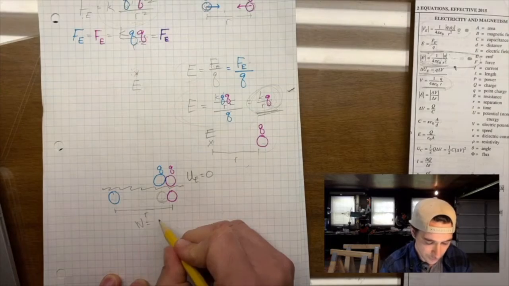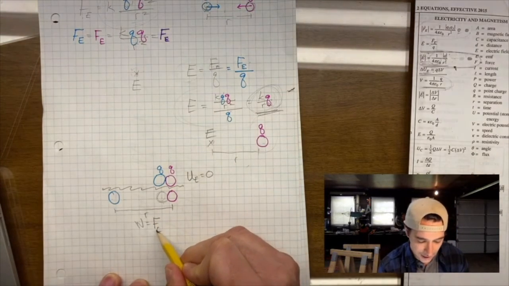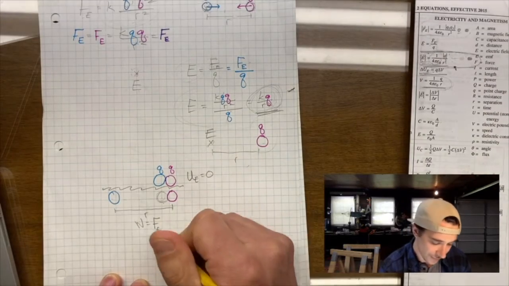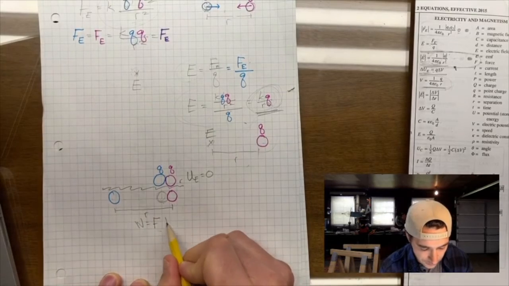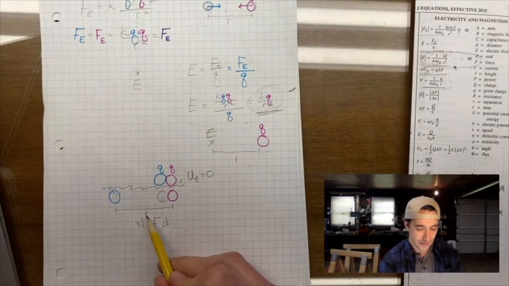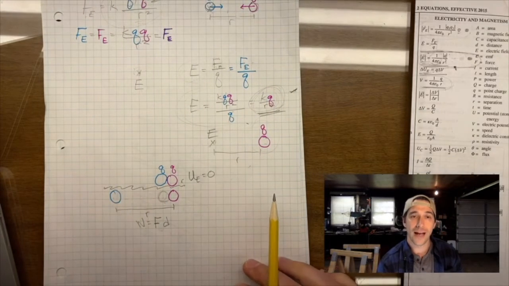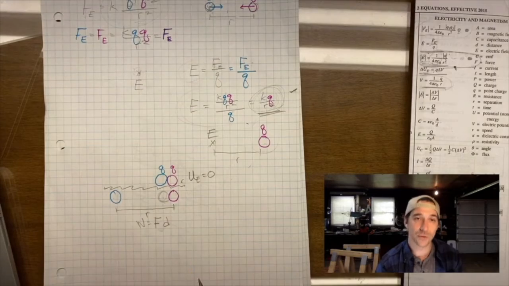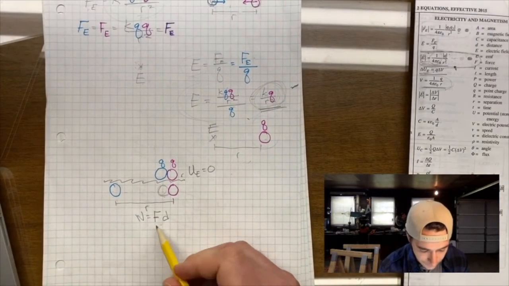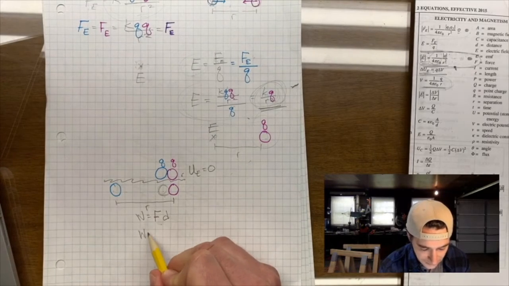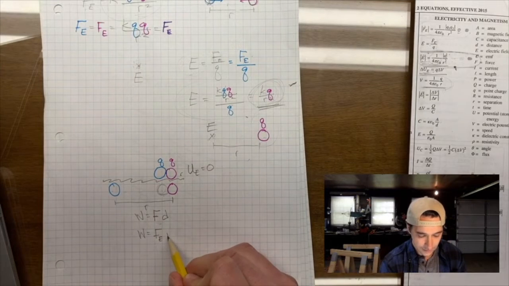So how much work did we do? Well, it depends on how much force we had to apply, and how far we pushed it. In this case, I'm using R for that distance. And how much force did I have to apply? Well, I had to apply whatever the electrostatic force was. So that means we're applying the electrostatic force over that distance r.